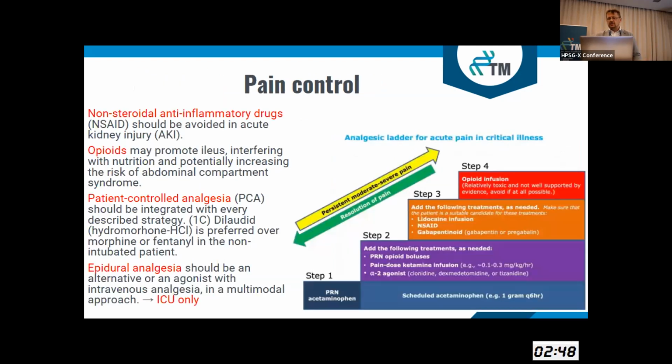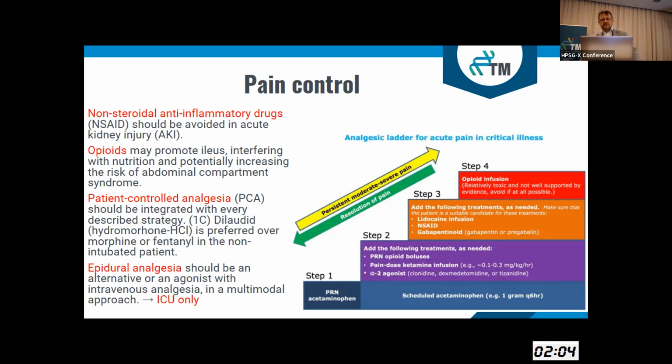The second topic is pain control. On the ICU, we are using an analgesic ladder against acute pain. The basic treatment is parenteral acetaminophen therapy, for example, 1 gram acetaminophen every 6 hours. The second step is parenteral opioid doses, low dose ketamine infusions, and alpha-2 agonists. In Hungary, these are clonidine and dexmedetomidine.